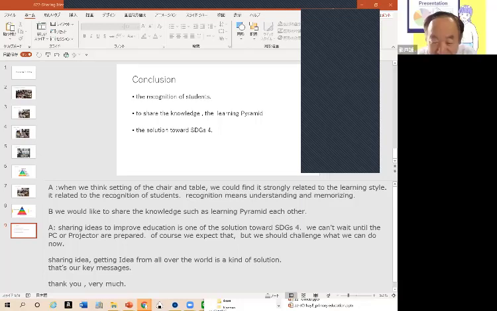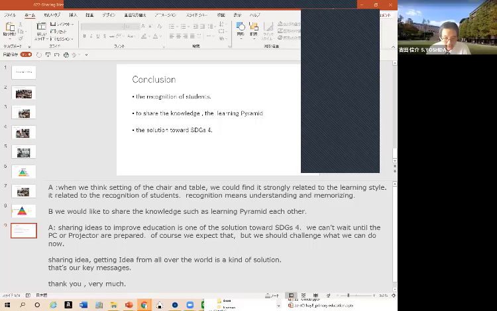So your opinion, you can say anything. I think there's a big difference between demonstration, which is one way, and teaching others, which is interactive. Otherwise, we couldn't understand if students understand or not. So I think it is very important to use the teaching method in the learning pyramid. So it works very well. Thank you.